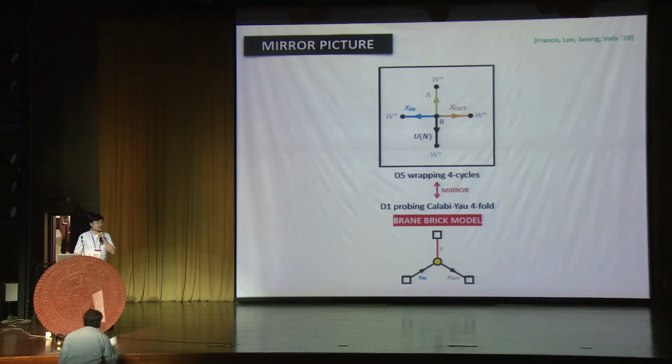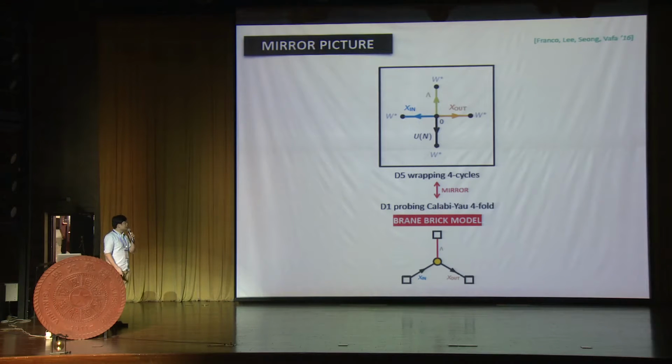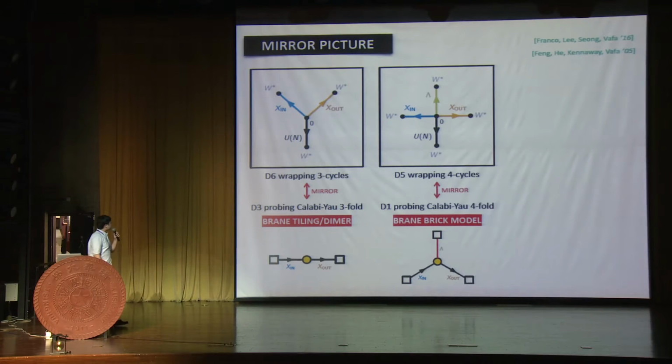So let me summarize. We have the 5-branes wrapping 4-cycles, which gives rise to a brane brick model corresponding to a 2D (0,2) theory living on a D1 brane probing a Calabi-Yau 4-fold. In the past, people have also studied the 6 branes wrapping 3-cycles, which corresponds to an object called the dimer model, or brane tiling, that describes a 4-dimensional theory living on a D3 brane probing a Calabi-Yau 3-fold.